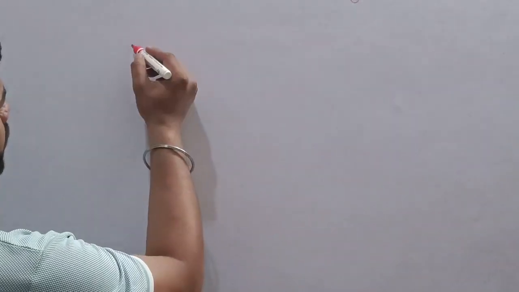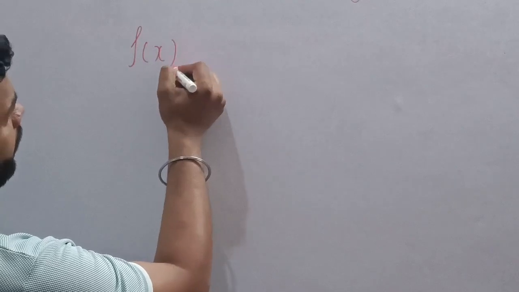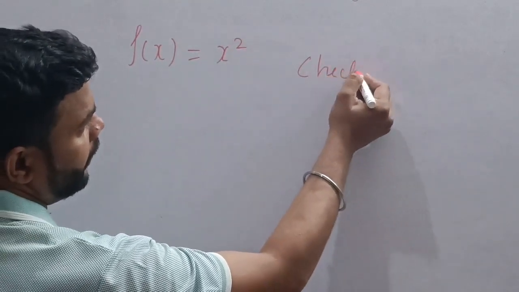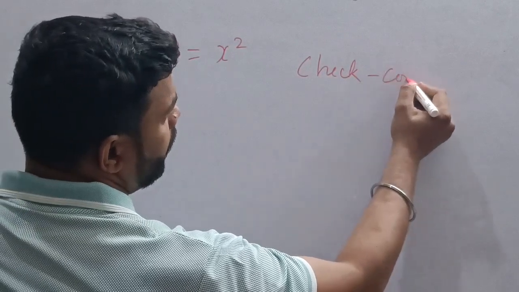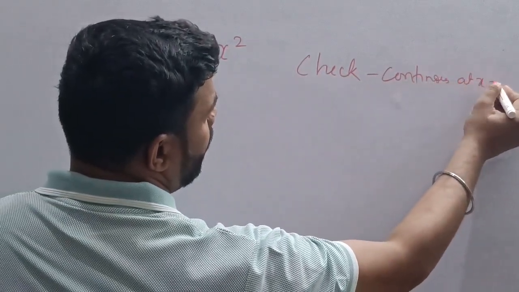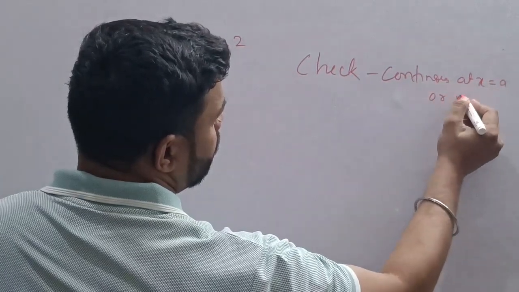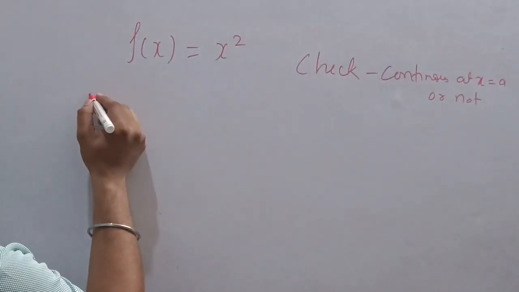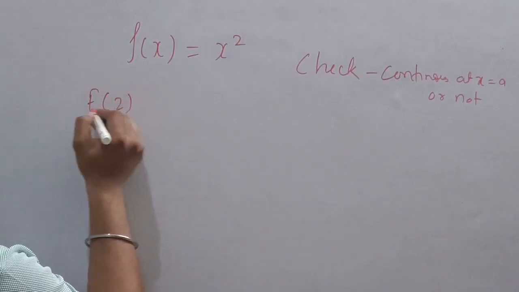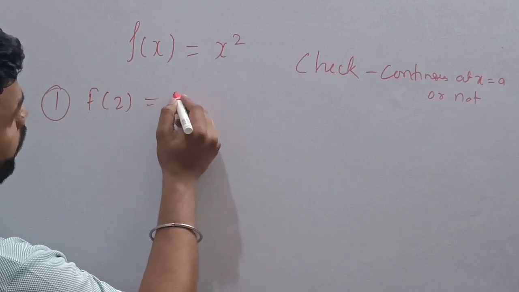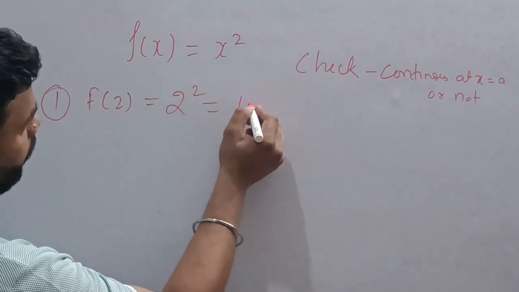Let's take an example. Suppose we have a function f(x) equal to x square. We have to check whether the function is continuous at x equal to 2 or not. So first, we will find the value of f(2). What will be the value of f(2)? This will be square of 2, which becomes 4.